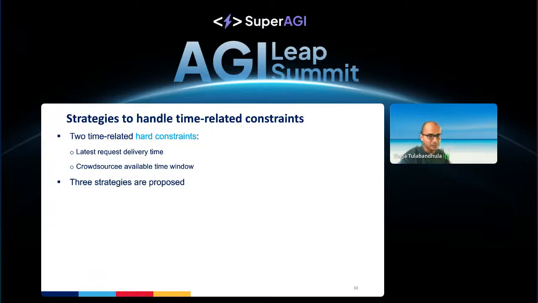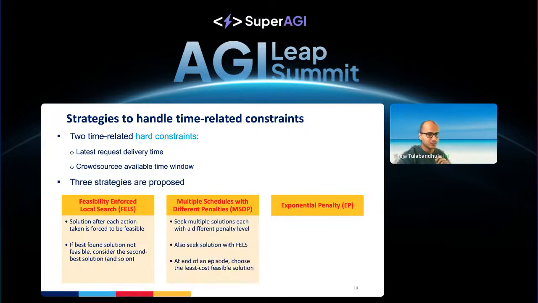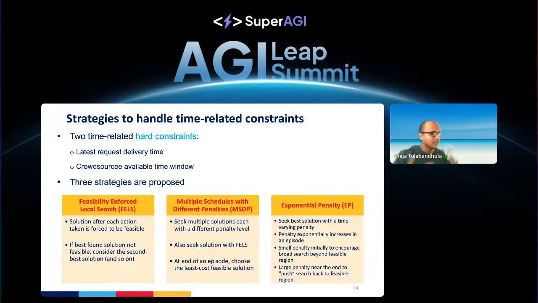So a very simple natural idea is to make the hard constraints soft and impose a penalty, and that's what we do. And there are many ways to impose a penalty, including keeping the hard constraint hard, which is, you just ensure that the time is always kind of enforced at any given point of time while searching for a resource to crowdsource request to crowdsource matching. And the other two approaches relax that constraint and impose a penalty.